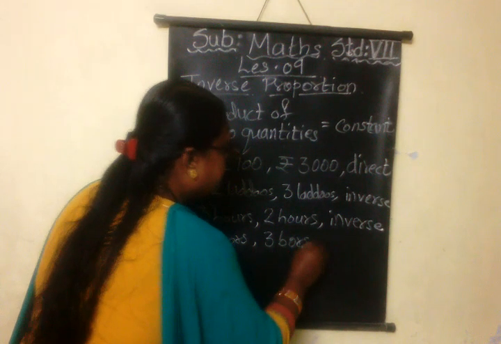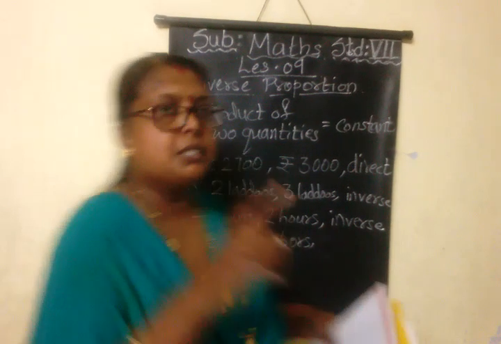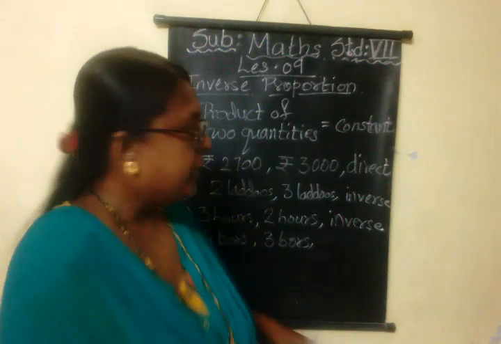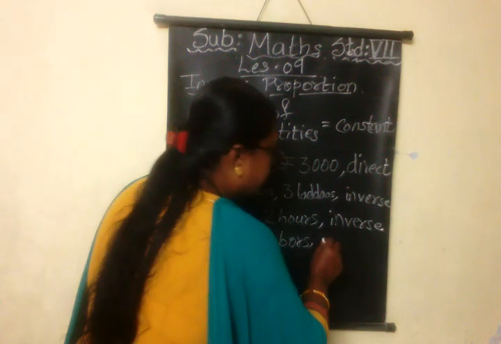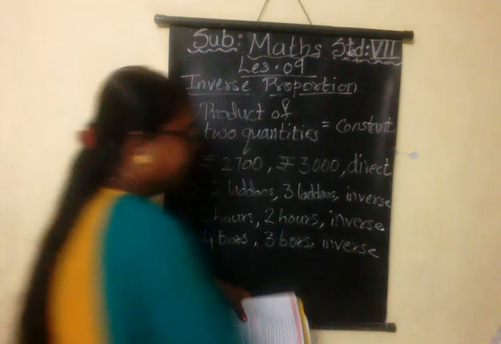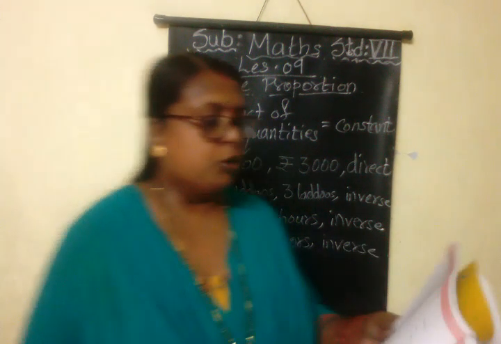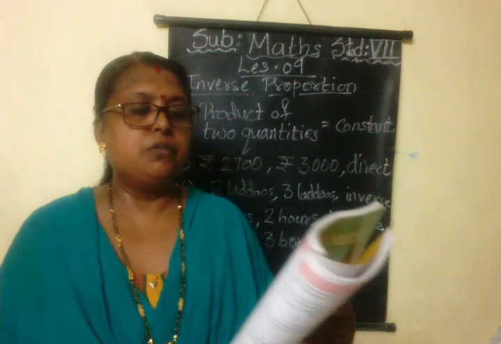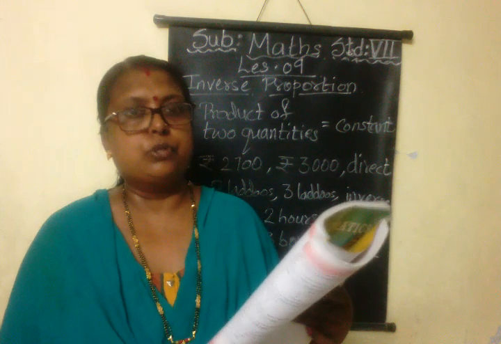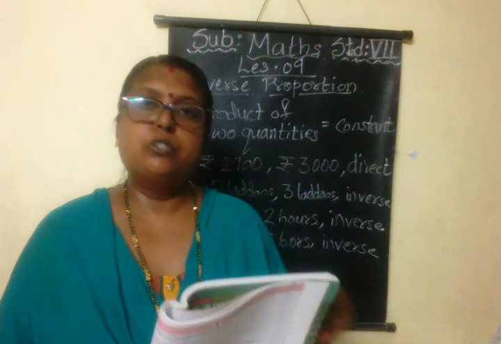Here also you can see, children, as the number of students increases, the number of boars gets reduced. So it is an example of which proportion? It is inverse proportion. The number of students and the number of boars each one gets are in dash proportion. It is inverse proportion. So this example also you have to study.